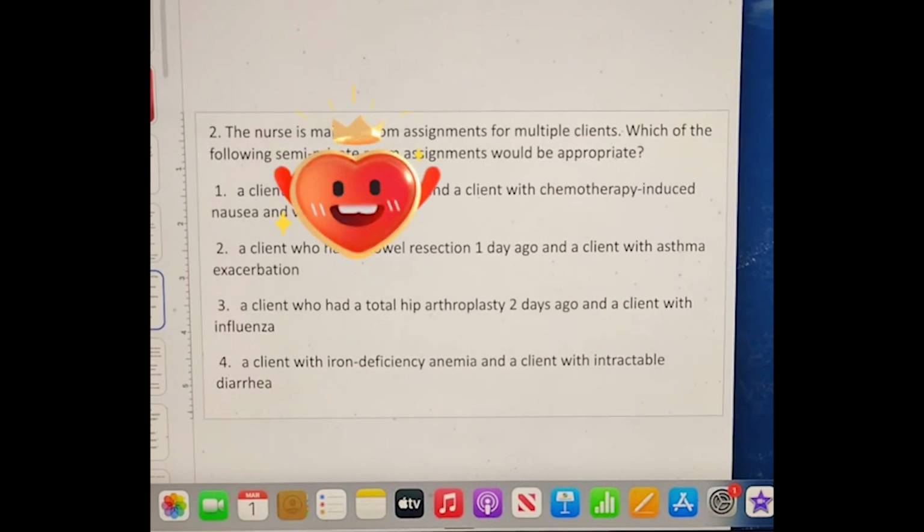Question number 2, the nurse is making room assignments for multiple clients. Which of the following semi-private room assignments would be appropriate? So I want you guys to tell me where this falls under when it comes to the client needs. All right, I want you to tell me where it falls under.